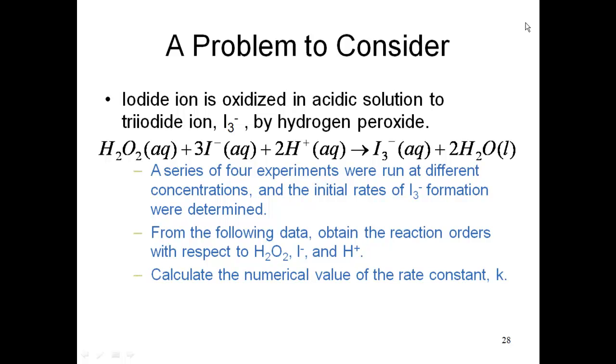We're going to calculate also the numerical value of the rate constant K. I want the entire rate law, which means I need to figure out the K, the X, the Y, and the Z. I want the entire rate law, which means if I know the concentrations of these species, I can figure out the rate of reaction at any point.